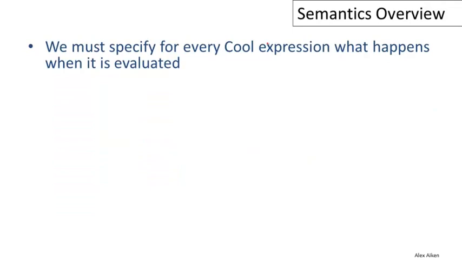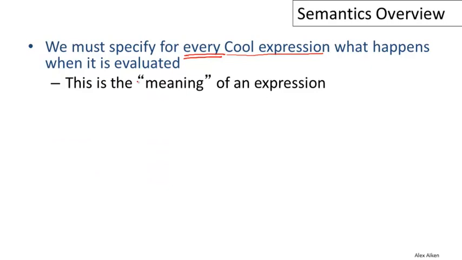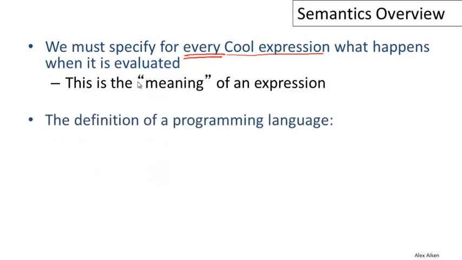The problem we have to address is that we need some way to say what behavior we expect when we run a Cool program. So for every kind of Cool expression, we have to say what happens when it's evaluated. We can regard this as the meaning of the expression. We somehow give rules that specify what kind of computation a particular expression does.